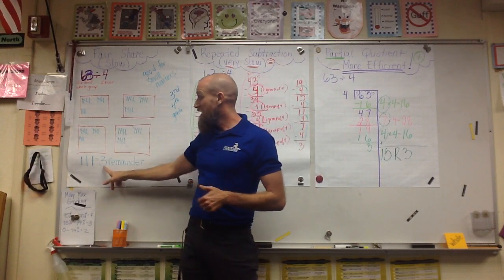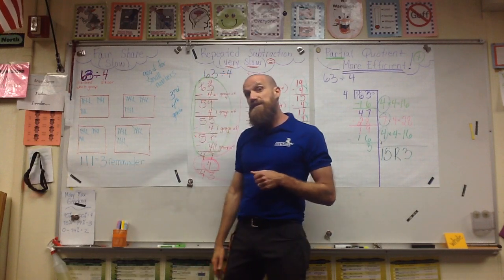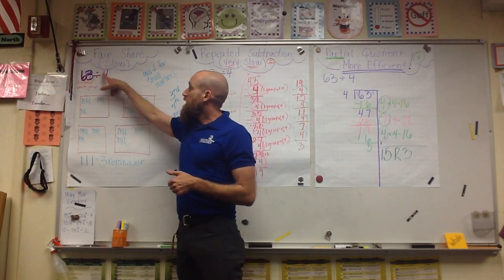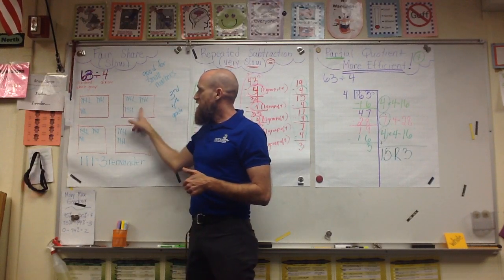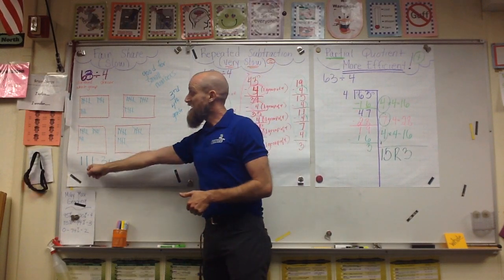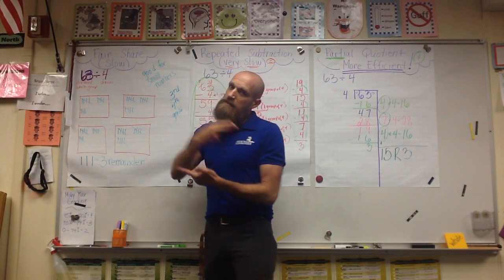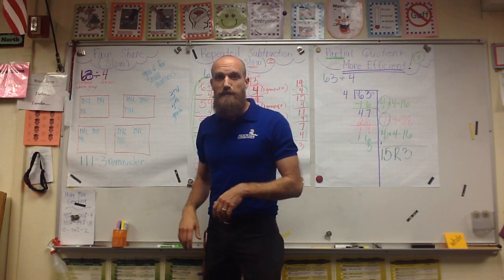Each group of 4 has 15 balloons, but I had 3 left over. That's what these tally marks are. 3 left over, so my remainder was 3. 63 divided by 4 was 15, 15 balloons at each table with a remainder of 3. I could not share these balloons anymore. I could not cut them because they would pop. The context of the story said the balloons would pop.